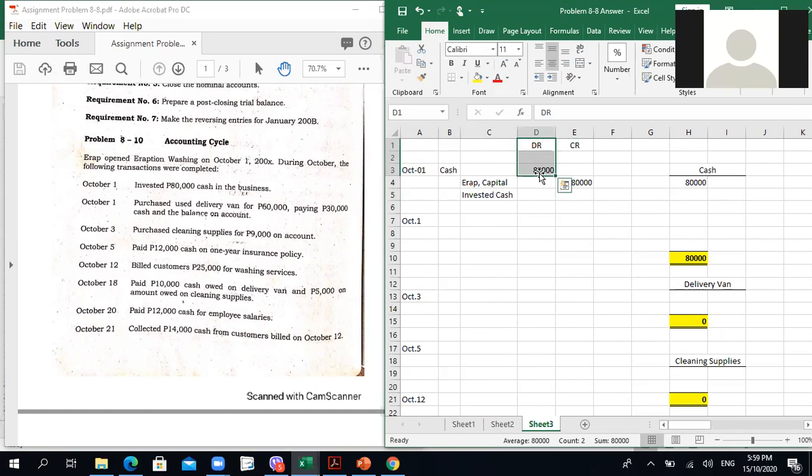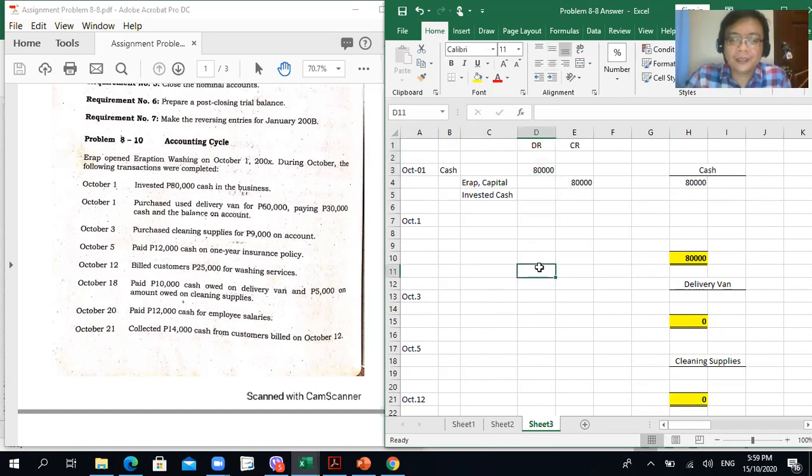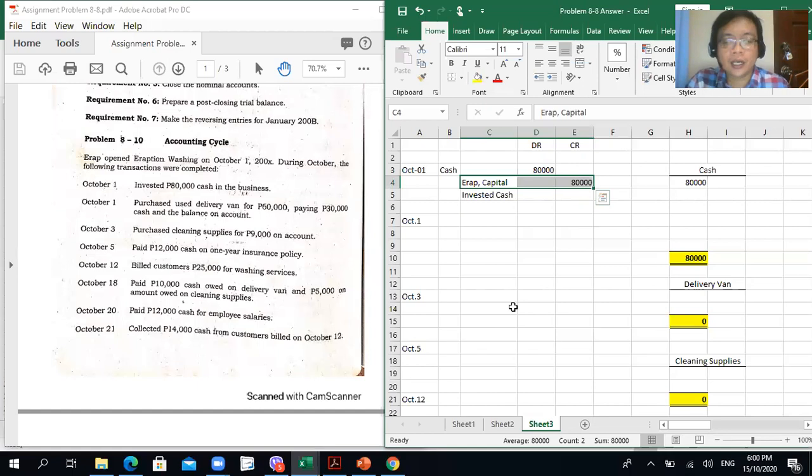How about if we increase our capital, debit or credit? Credit. Very good. We credit capital. So meaning we do not violate the equation in terms of the increase or decrease in your asset, which is equal to liabilities plus owner's equity.